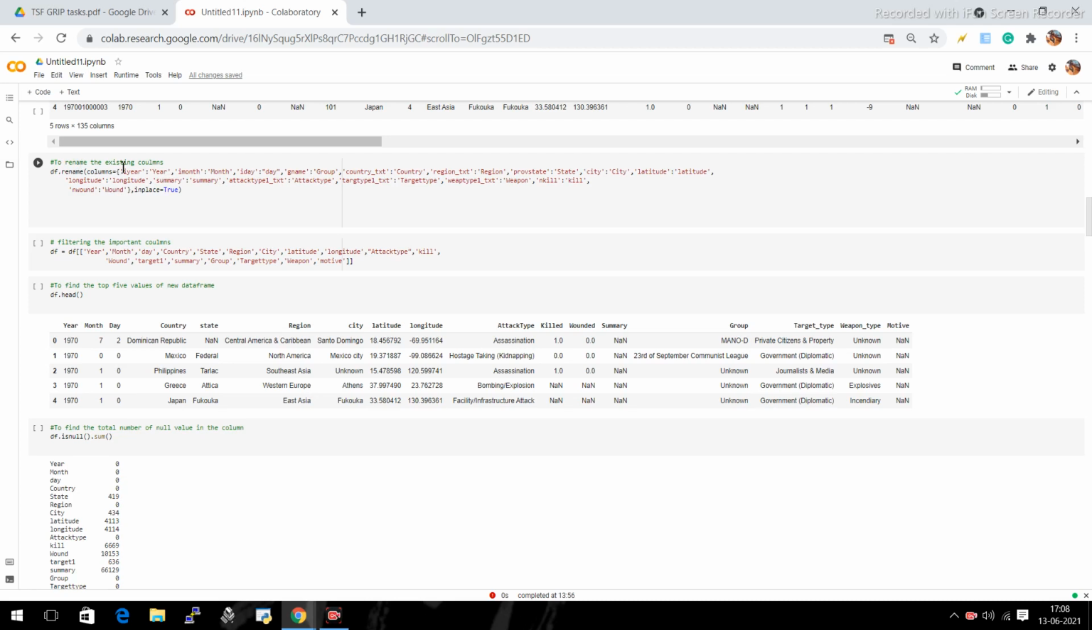Now we have renamed the existing columns so that they can be easily understandable by using df.rename. Now we have filtered the columns which are not required for analysis and only used the columns which are required. So for that we have used this code. Again, by using df.head, we have found the top 5 values of our data frame.